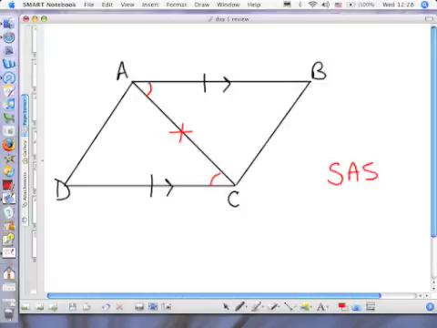Side, angle, side. So now let's name the congruency. If I say triangle ABC, CDA. So this one, A is in the same place. That's congruent. What's the one where the letter will be in the same place? Well, it depends on how they're written out.